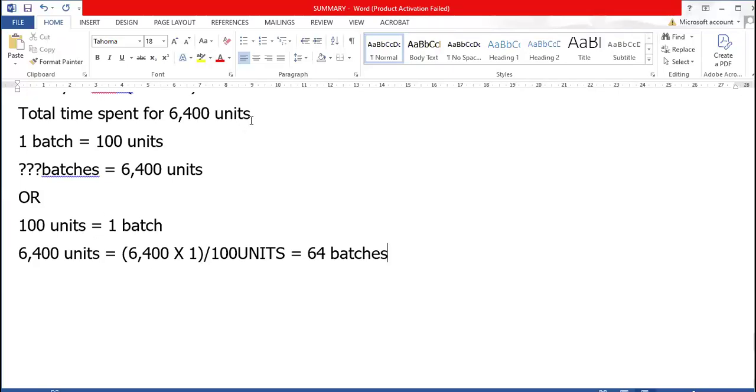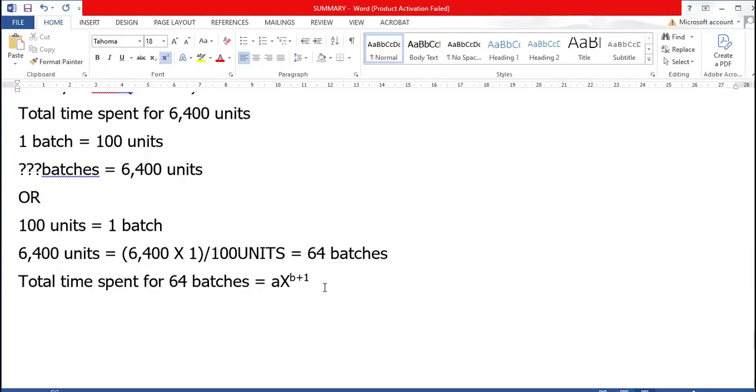So it means that instead of saying the total time spent for 6,400 units, I will say the total time spent for 64 batches will be equal to A, I multiply by X, that is the cumulative number of units, then power b plus 1. When I add this one, it means that I'm getting the total time, not per unit.